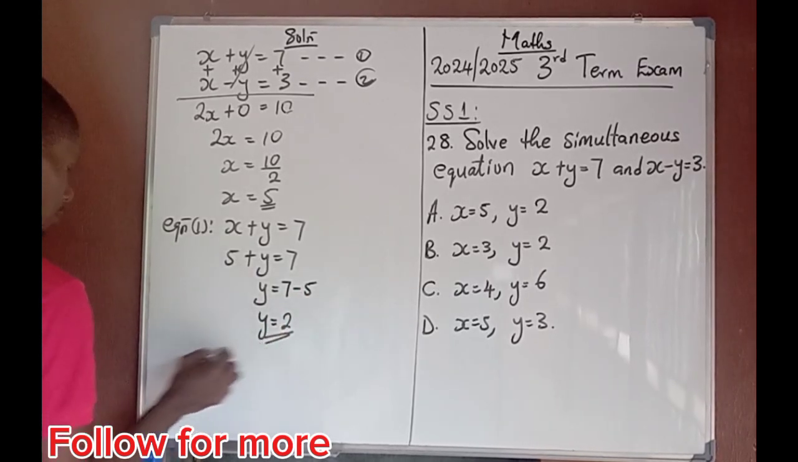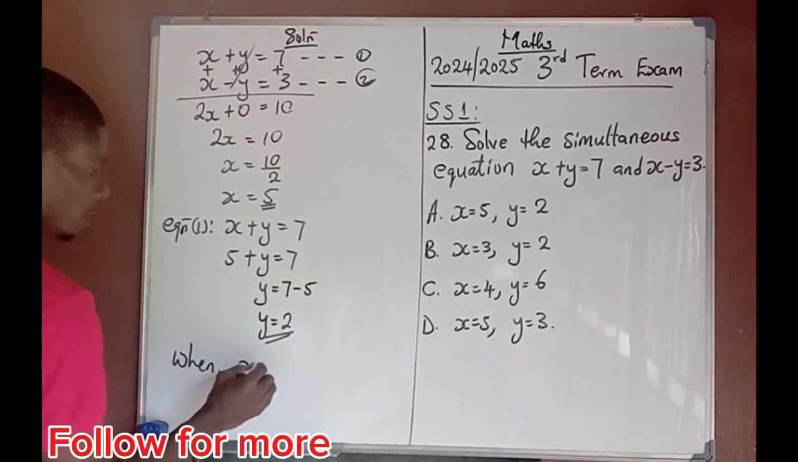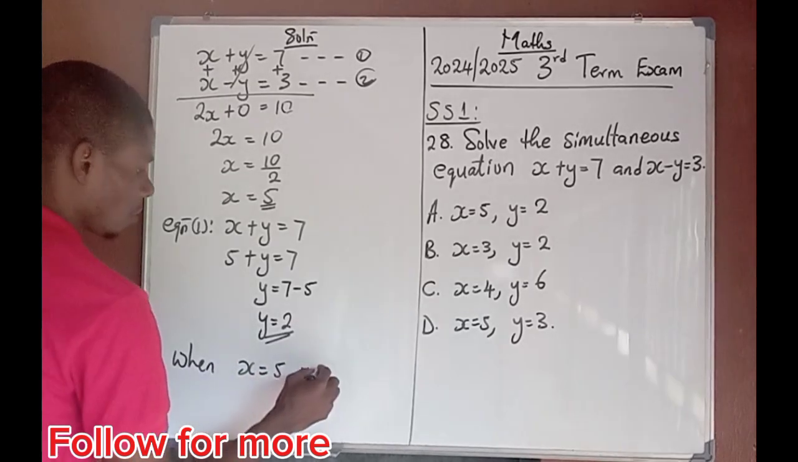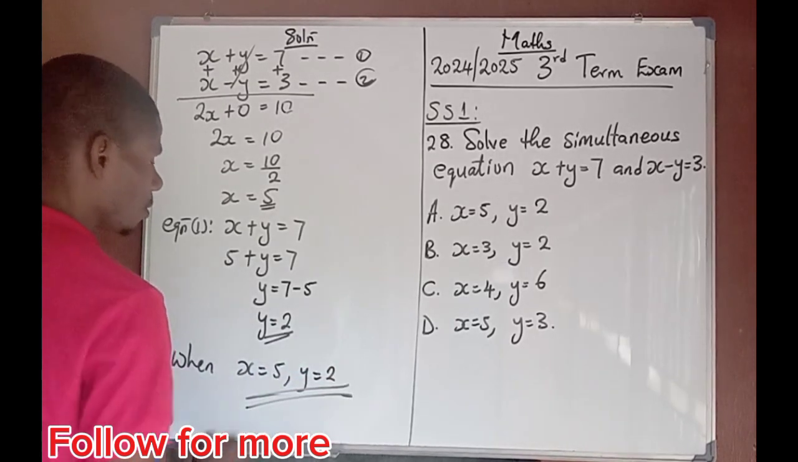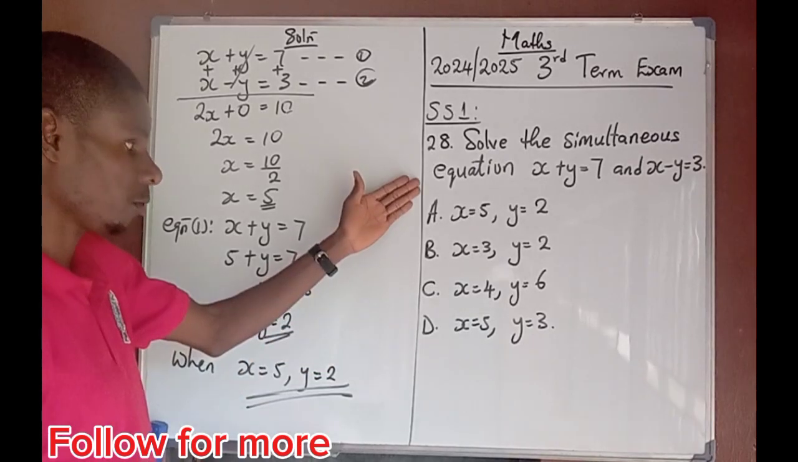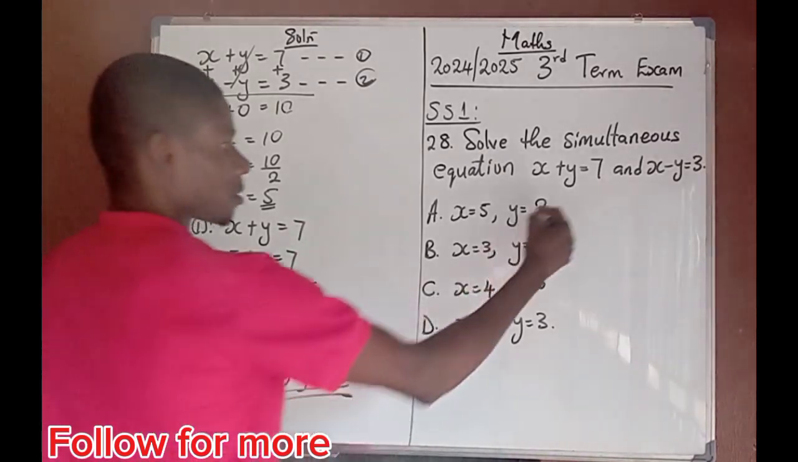Okay, this means that when x is equal to 5, y is equal to 2. So option A is the best option.